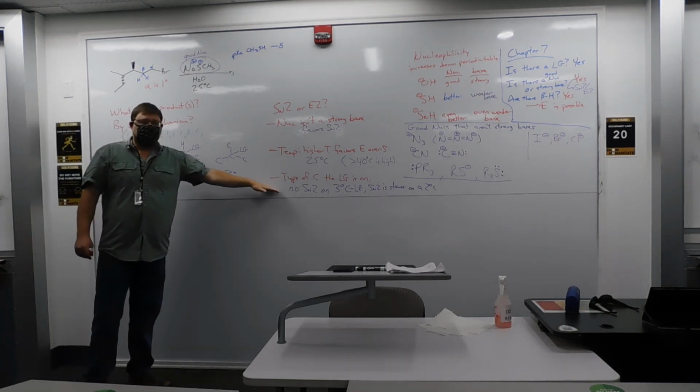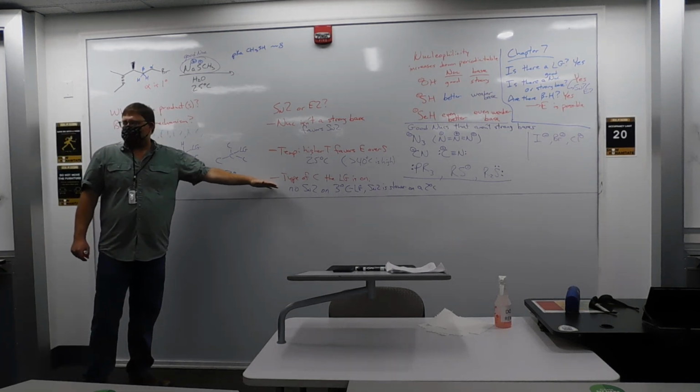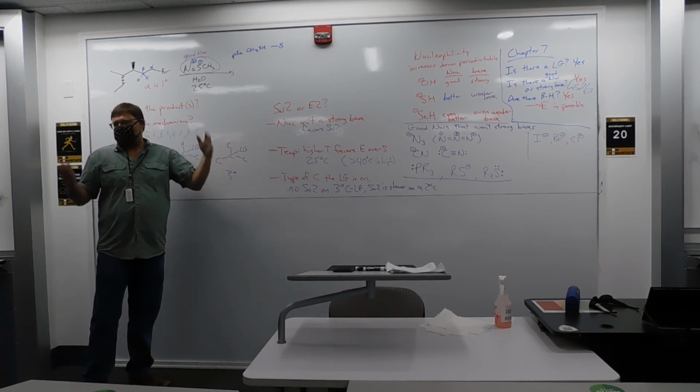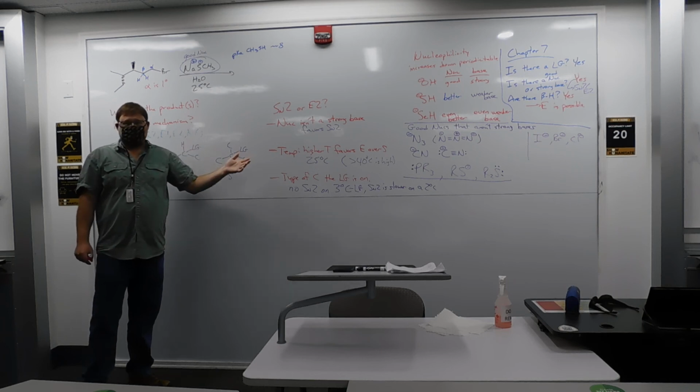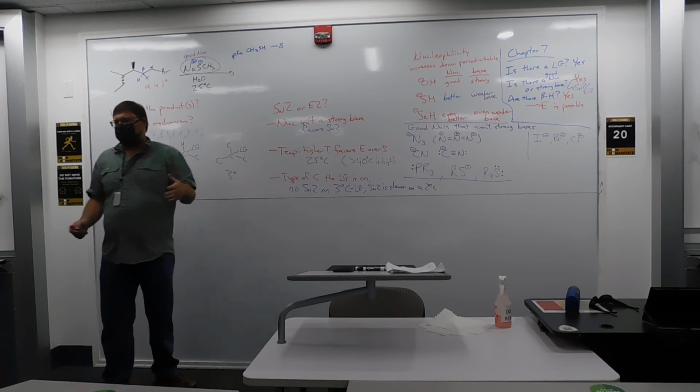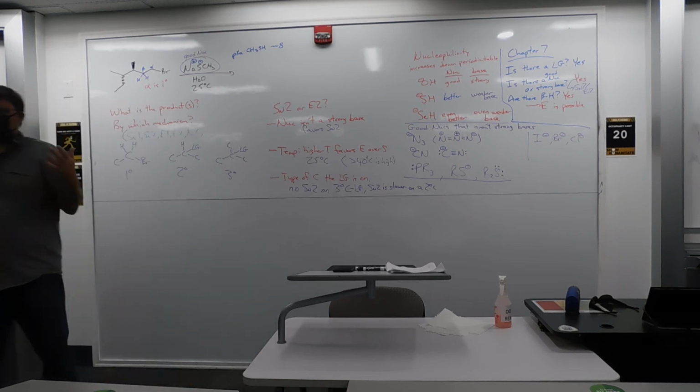Well, if the leaving group's on a tertiary carbon, it's an E2, straight out, right? Because it can't do SN2. If the reaction's either SN2 or E2, it's easy, right? It can't do SN2, it's going to be E2. Same thing, if there are no beta hydrogens and it's SN2 or E2, it's got to be SN2.